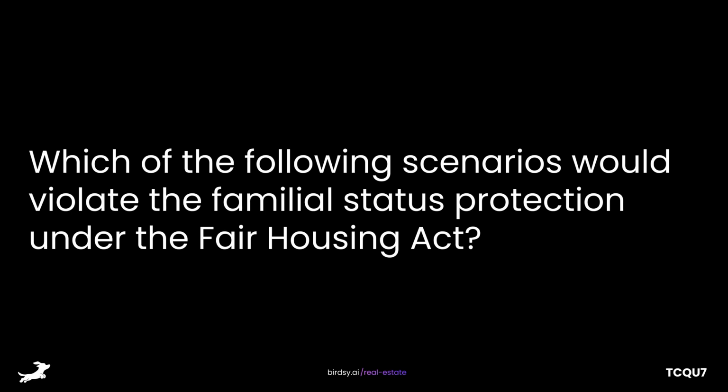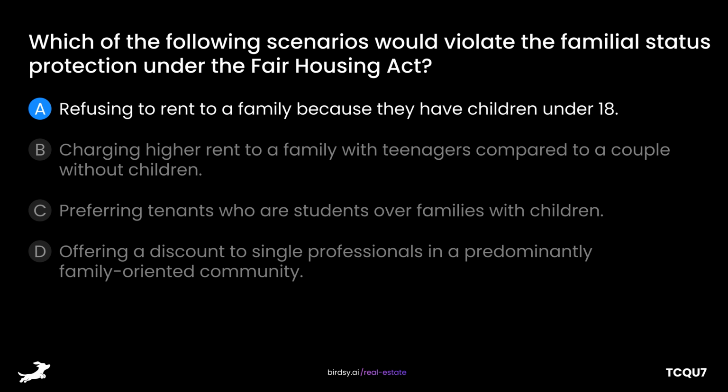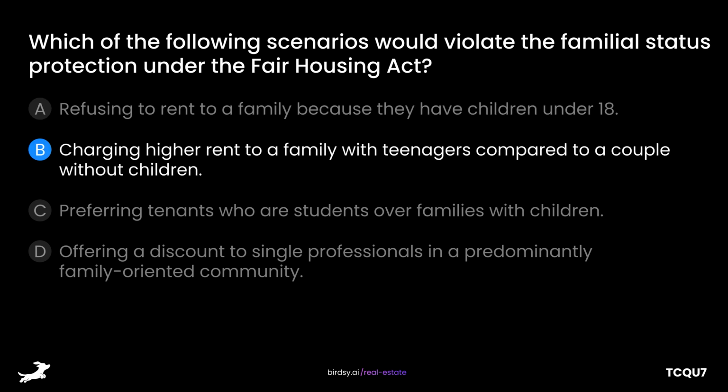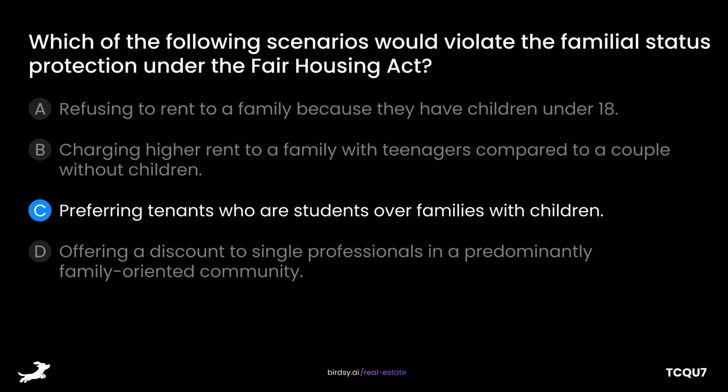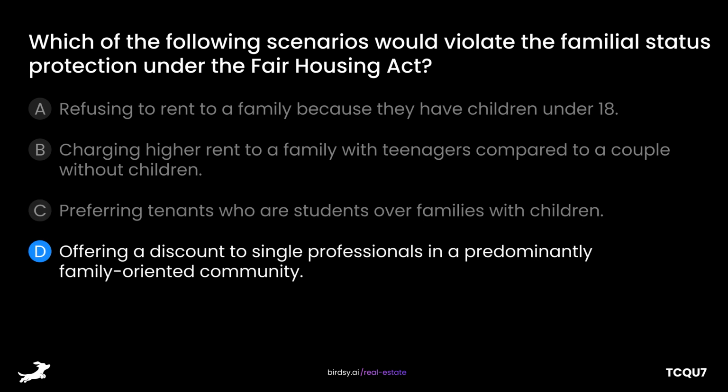Which of the following scenarios would violate the familial status protection under the Fair Housing Act? Is it A, refusing to rent to a family because they have children under 18? B, charging higher rent to a family with teenagers compared to a couple without children? C, preferring tenants who are students over families with children? Or D, offering a discount to single professionals in a predominantly family-oriented community?